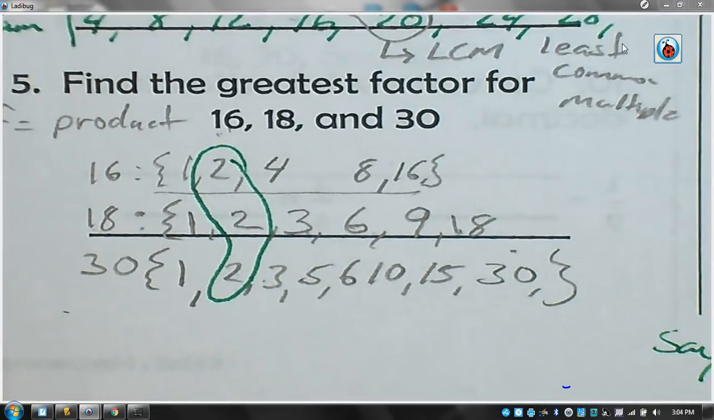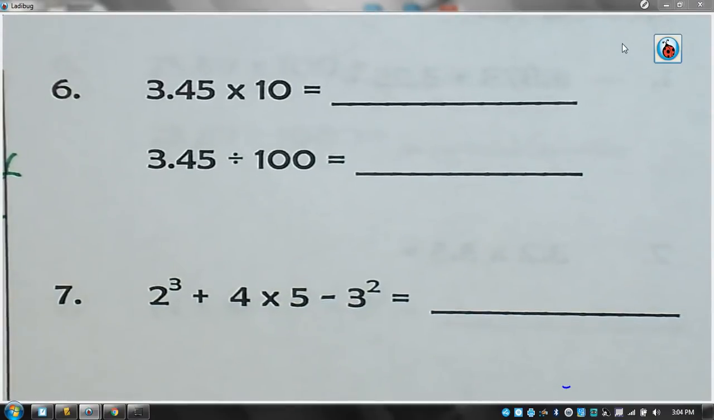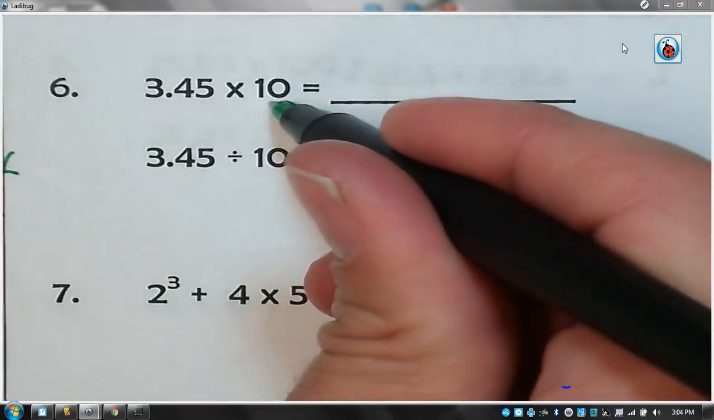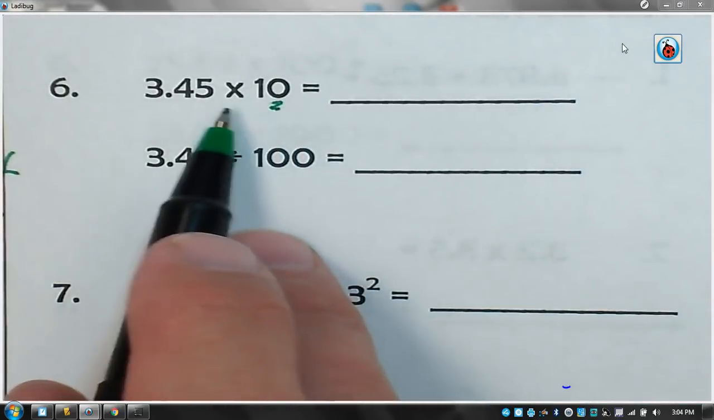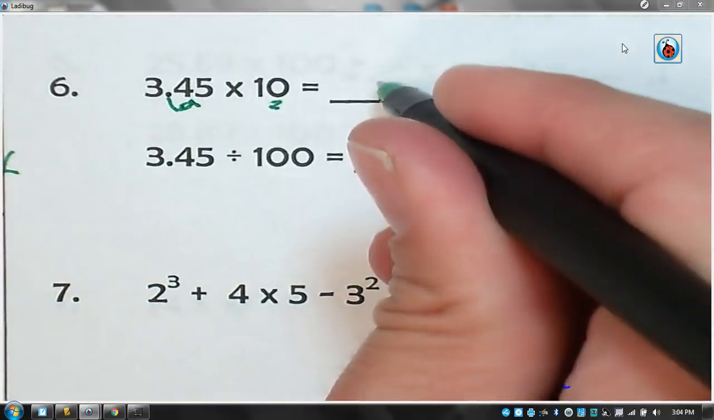Alright. The next one. Number 6 is straight up easy peasy 5th grade math. We have 10 to the power. That means we have a multiplication sign. We move that decimal place over 1 time. So this is 34.5.